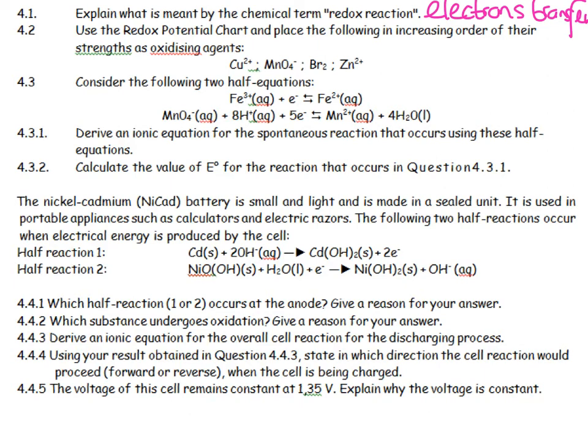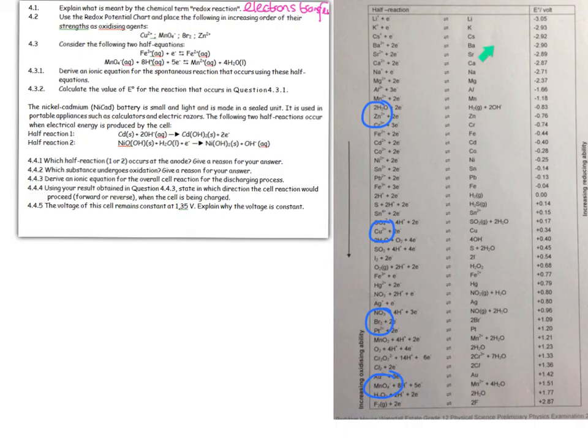Use the redox potential chart and place the following in increasing order of their strengths as oxidizing agents. So these are all written as reductions. So a thing that will reduce easily would be an excellent oxidizing agent. So the substance that's most likely to be reduced... the ones at the top of the table are more likely to write backwards. So they're more likely to be oxidized. The ones lower down are more likely to be reduced.